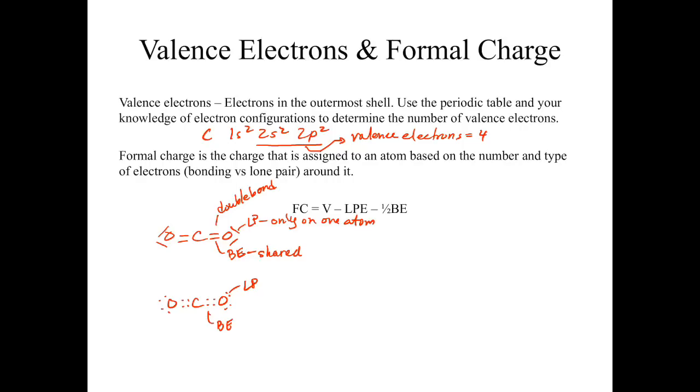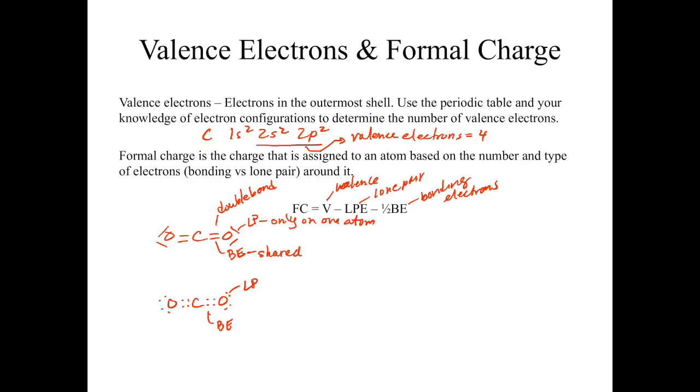So if we want to calculate formal charge, we're going to use this equation where formal charge is equal to V, valence, minus LPE, which stands for lone pair electrons, minus 1/2 the number of bonding electrons. So basically what we're saying is we need to have the lone pair and bonding electrons add up such that we get to the valence electron.